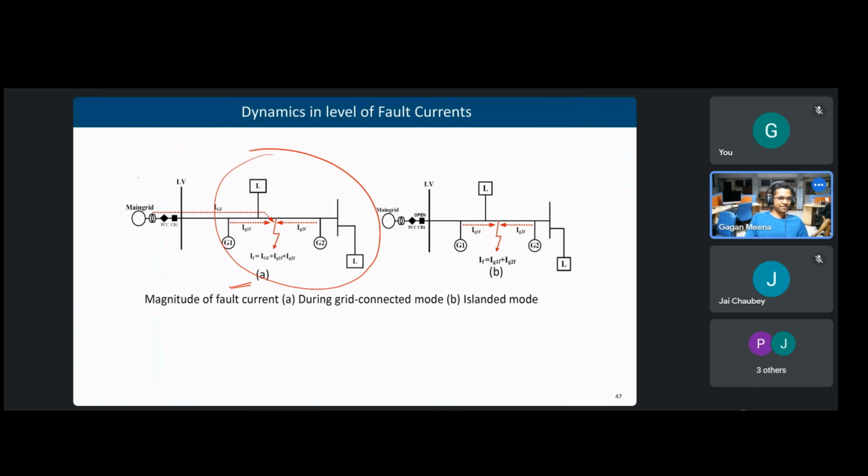So if we design the relay setting as per this current, then this setting will not work here. Because based upon the type of distributed generation, the fault current is limited. Here it is only 2 per unit, here it is 5 to 8 per unit.